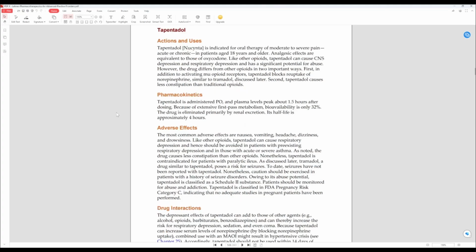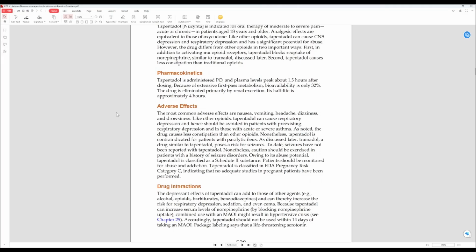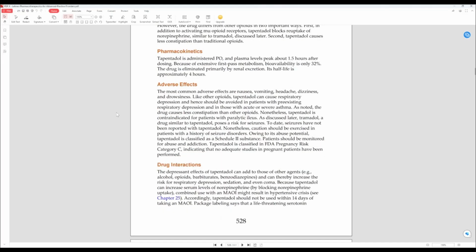However, the drug differs from the opioids in two important ways. First, in addition to activating the mu opioid receptors, it also blocks the reuptake of norepinephrine, similar to tramadol. Secondly, it also causes less constipation than traditional opioids.